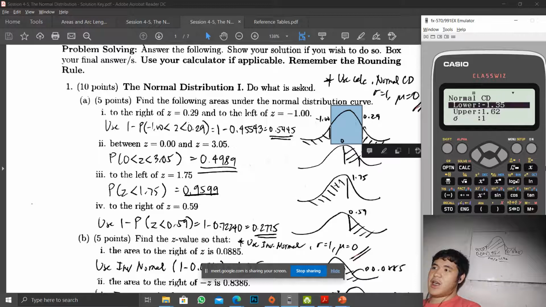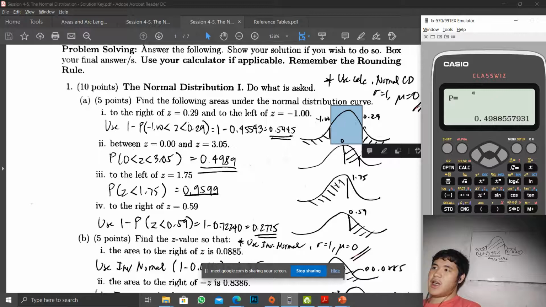So, we can just subtract that from 1 and we'll get our desired area. Nasaan dyan? Normal CD. So, we have -1 and 0.29. We get that area, 0.45543. Then, we subtract from 1. We get this answer, 0.5445. Okay? Next, we get the area between 0 and 3.05. Just put it here. We get 0.4989.